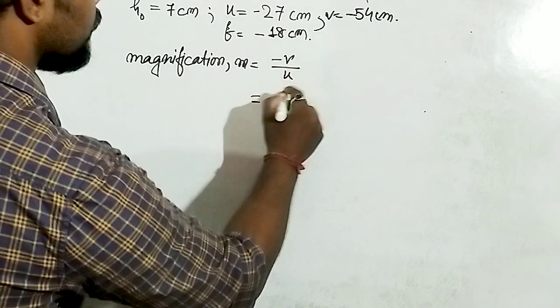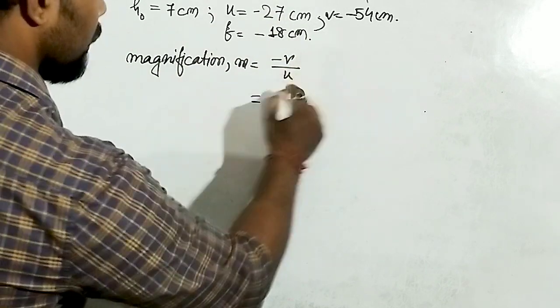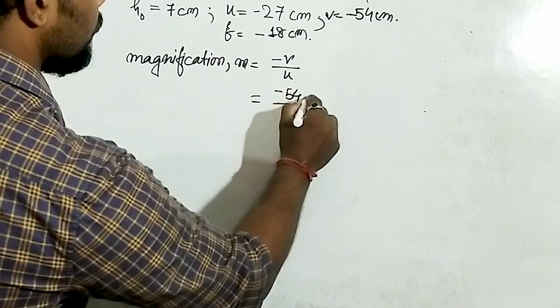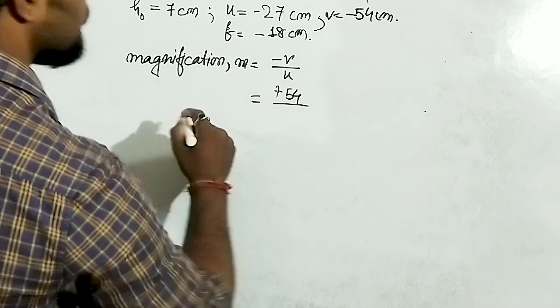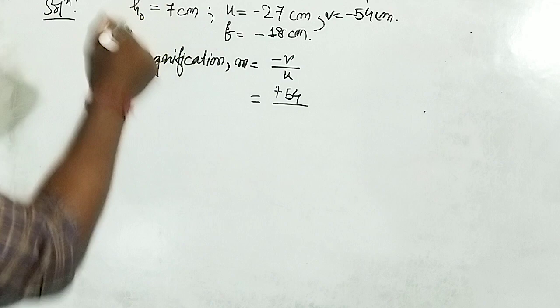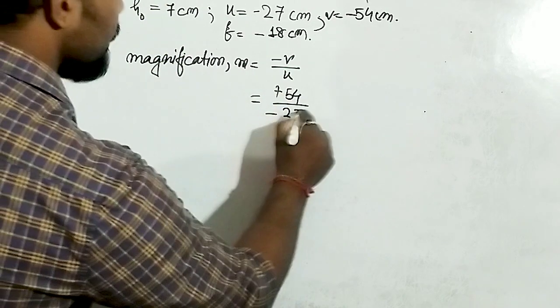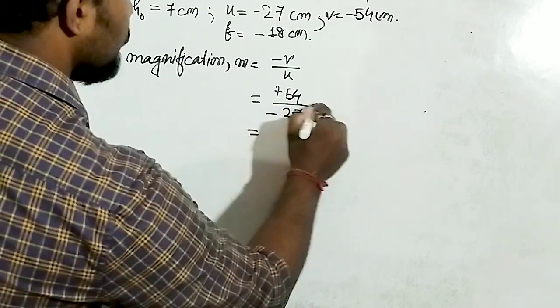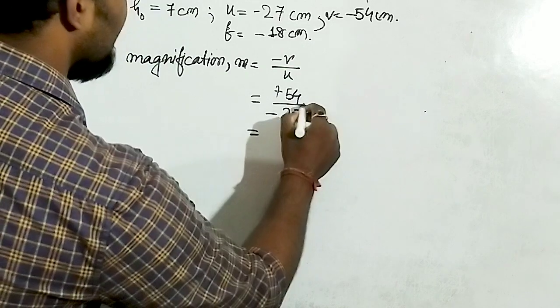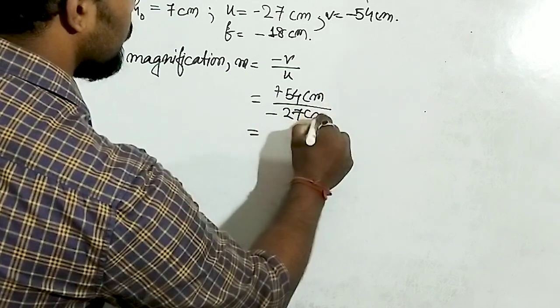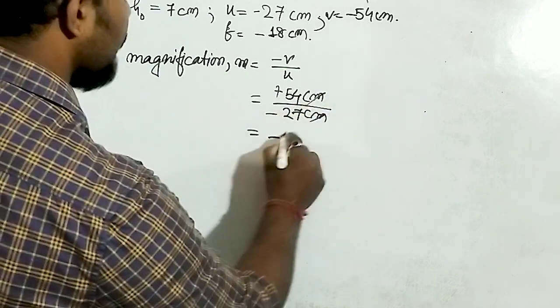Minus v equal to minus 54 minus plus, right? And u is how much? Minus 27, right? So centimeter will be cancelled out. If you want to write, just write this down. Okay, it will be minus 2.